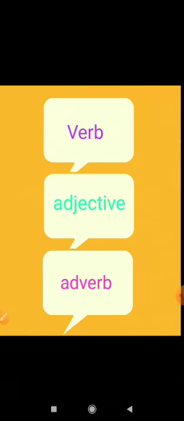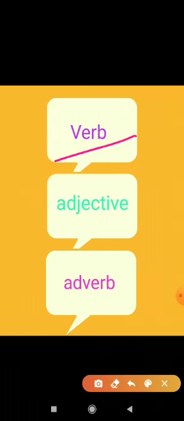Hello everyone! Dear students, today we will be talking about adverbs. An adverb is a word which tells us something about a verb, it tells us something about an adjective, and it tells us something about another adverb.